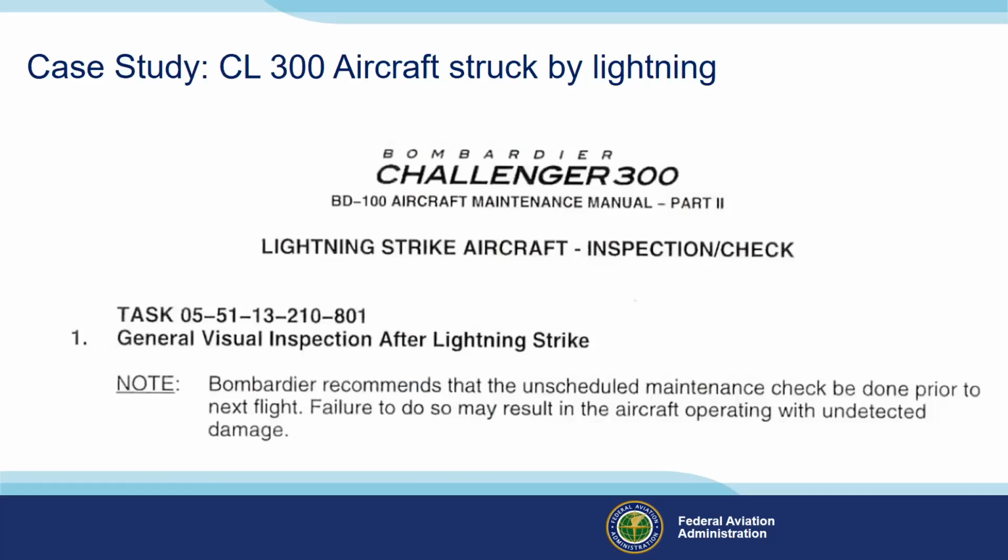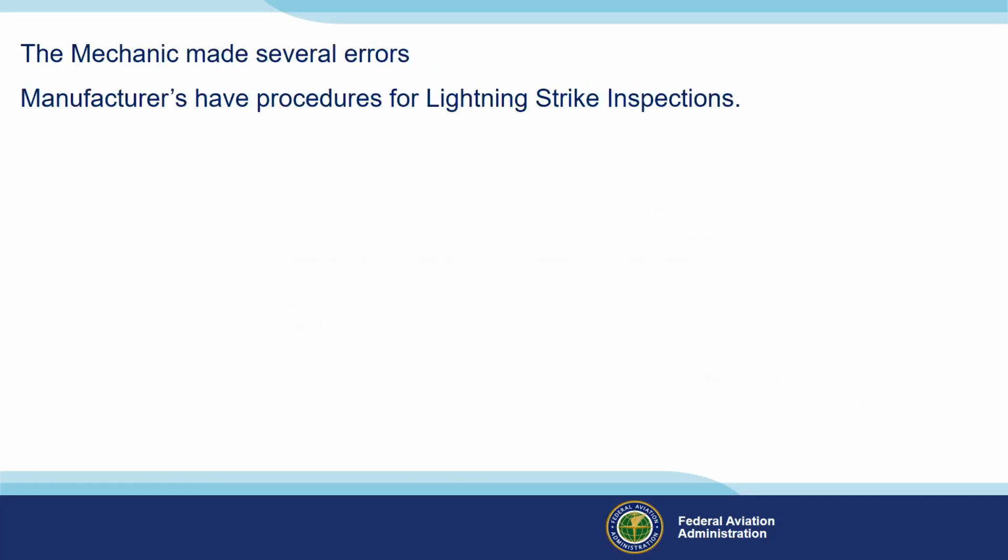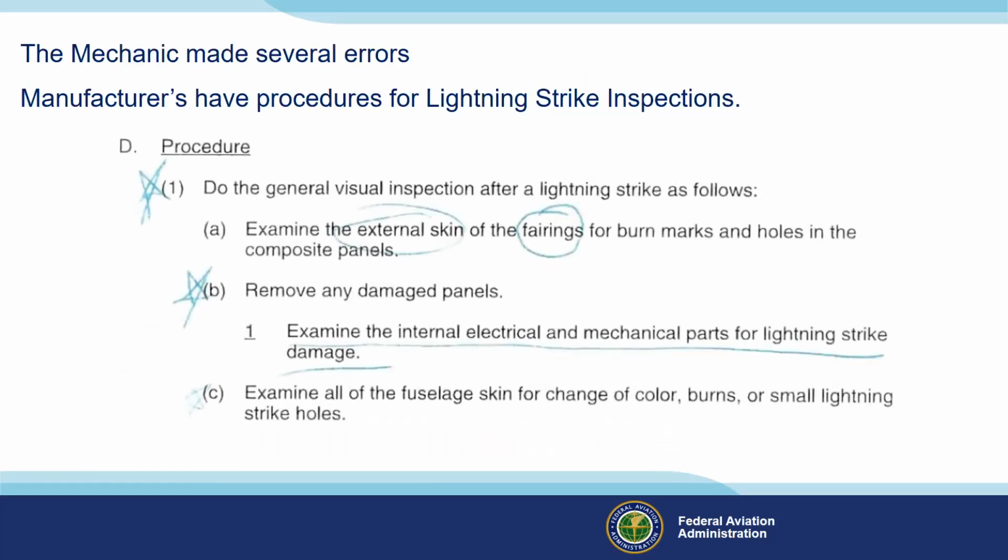Well, since it was struck by lightning, the obvious thing to do would be a lightning strike inspection. And the mechanic performed the lightning strike inspection. And there's what the manual says: it should be done before the next flight. Failure to do so may result in the aircraft operating with undetected damage. So the mechanic made a few errors in this process. Notice it says, remove any damaged panels and examine the internal electrical and mechanical parts for lightning strike damage.